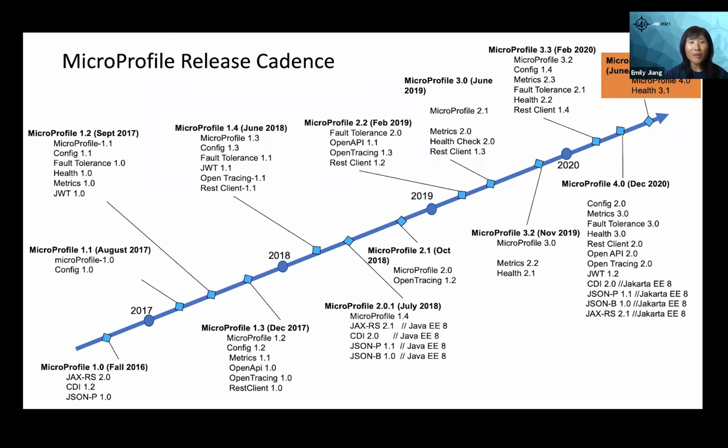This is a quick timeline about the MicroProfile release cadence. In the past, we have been doing 3 releases per year. Last year, however, we spent a lot of time setting up a MicroProfile working group. Then we did 2 releases, MicroProfile 3.3 and then MicroProfile 4.0. 4.0 was released just before Christmas 2020. Now we are releasing MicroProfile 4.1, hopefully end of June or July this year. We'll have an update from Health 3.1.